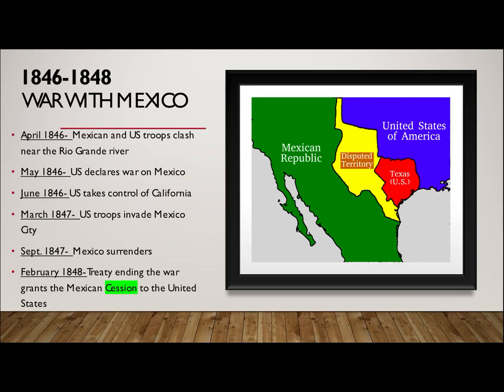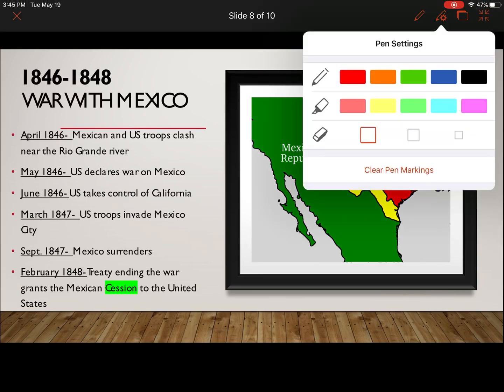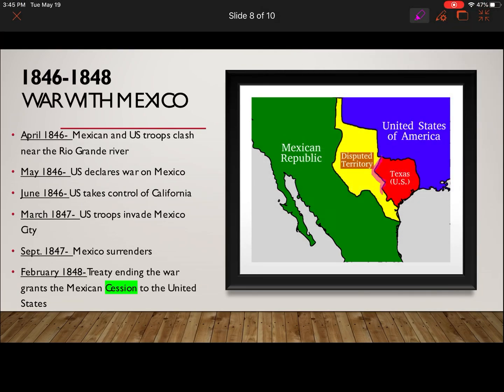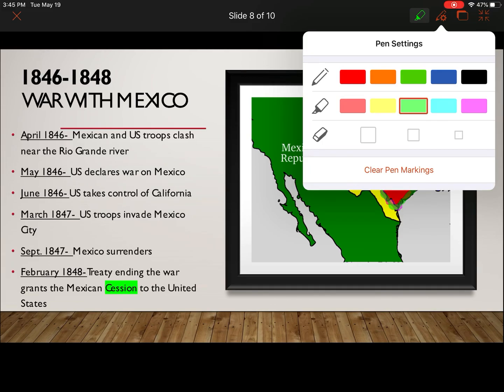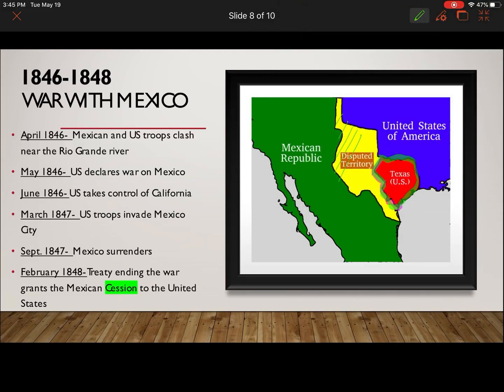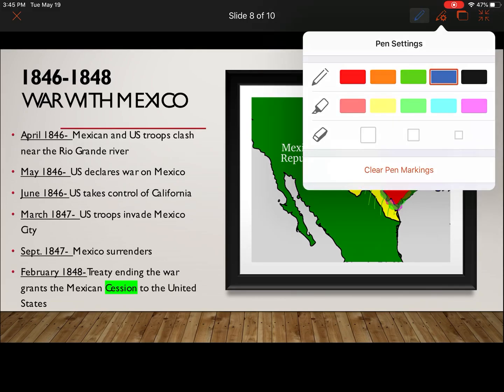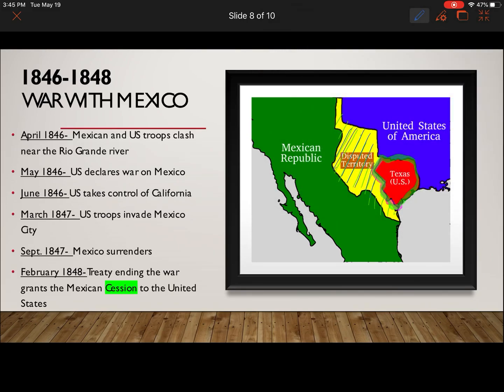Now, on this map, you see the red highlighting the Texas Republic from 1836 to 1845. So I'll highlight it in green so it stands out. The yellow land is the land that was disputed. And so I want you to think that both Mexico, green for Mexico on this map, and the United States, blue for the United States, both countries were saying that that yellow territory in between was theirs. In April 1846, U.S. troops clashed with Mexican troops near the Rio Grande River.